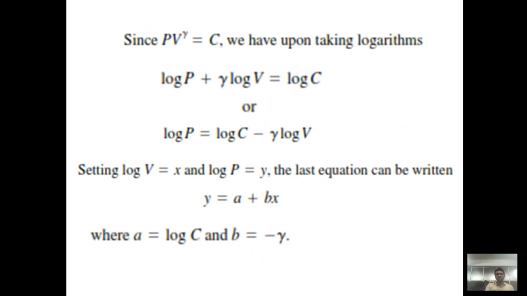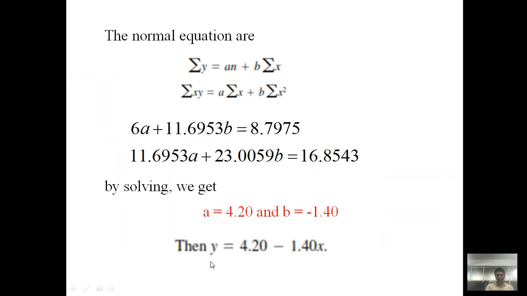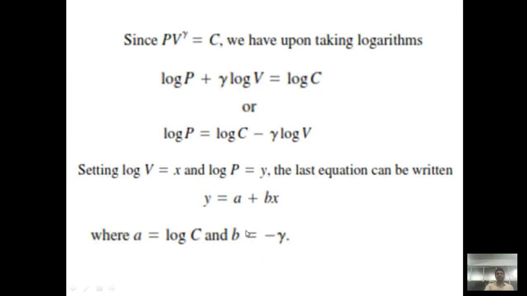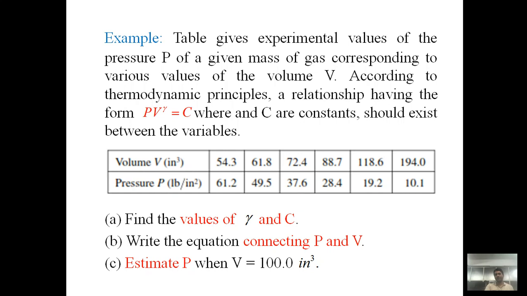But we assumed the form is y is equal to a plus bx. So plugging in the values, y is equal to a plus bx, but a is 4.20 and b is negative 1.40. So we get this equation. Let's start dealing with what we have to find out. Next we start with the first quantity. The first option is to find the value of gamma and c.